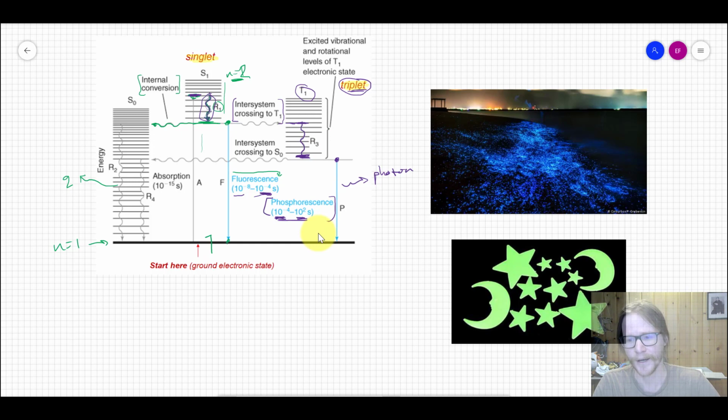Same is true for if any folks have grown up on the West Coast, you might have seen this stuff called phosphorescent algae. So phosphorescent algae, at least on the United States West Coast, I don't know, it might be a global phenomenon.